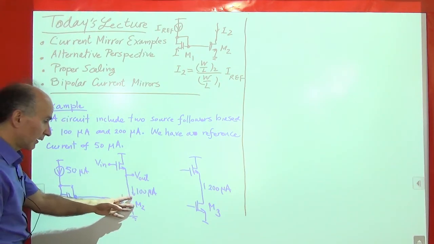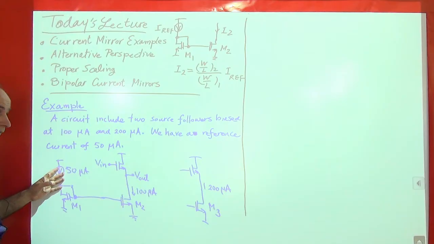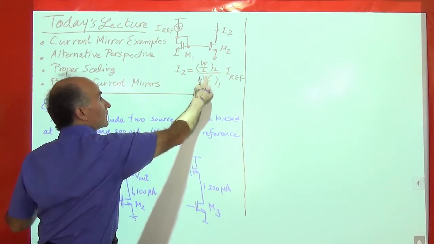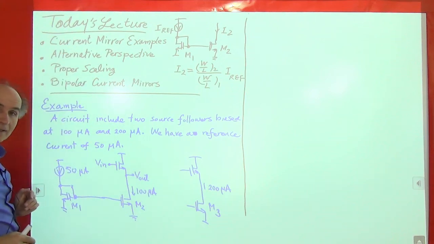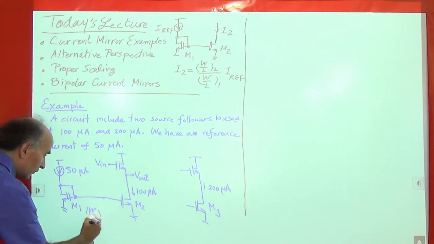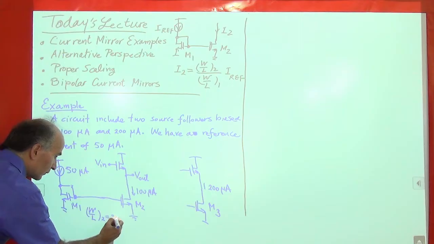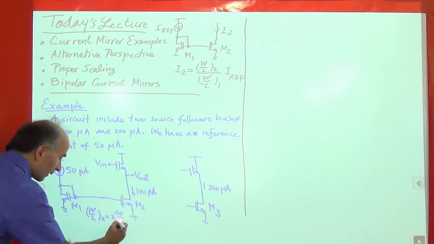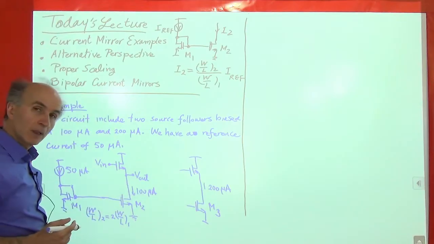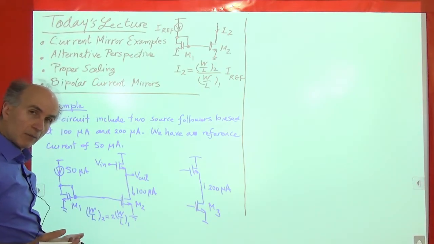Well, we know that this current is equal to this current times the ratio of the W over L's of the transistors. So all I need to do is pick W over L of 2 to be equal to 2 times W over L of 1. And then this current will be twice as much as this current. Okay, how about M3? Well, M3 follows the same idea.